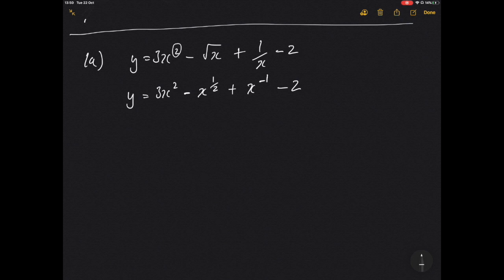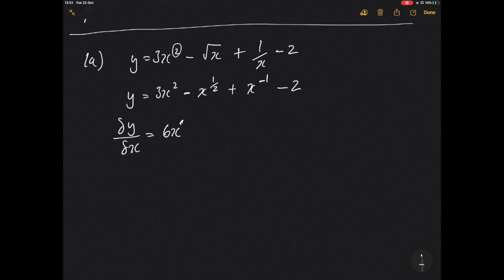So what we can say now is we can differentiate this. We can say dy by dx equals, well, the first one we bring the power down, multiply, reduce the power by a factor of 1. So that would be 6x to the 1, so that doesn't really matter. We can get rid of that.